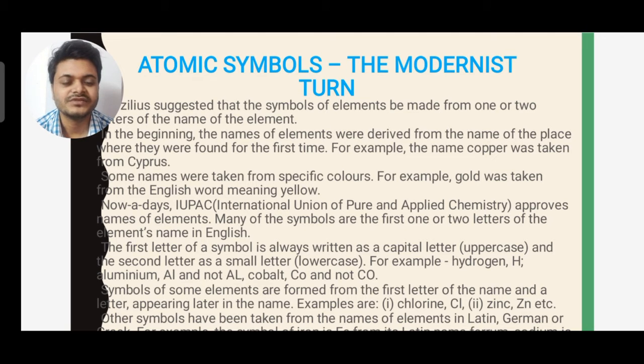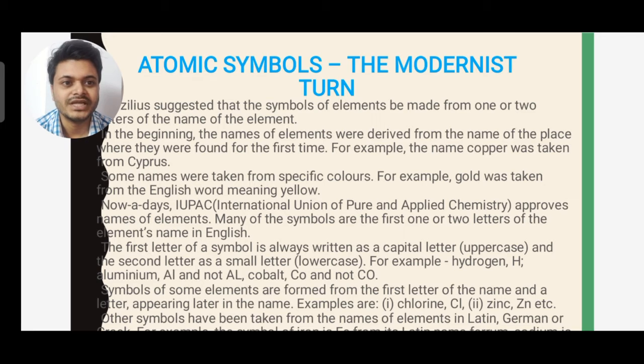The first letter of the symbol is always written in uppercase, that is a capital letter, and the second letter as a lowercase or small letter. For example, hydrogen, you have to write H. Aluminium, you'll write first one capital and next one small, and not capital A and capital L. So you have to write the first alphabet capital and the next one small.